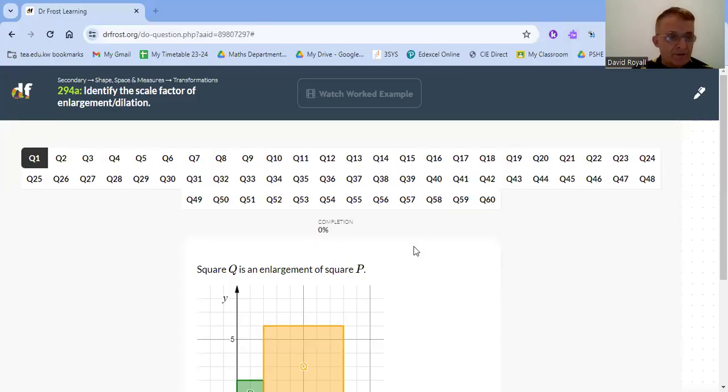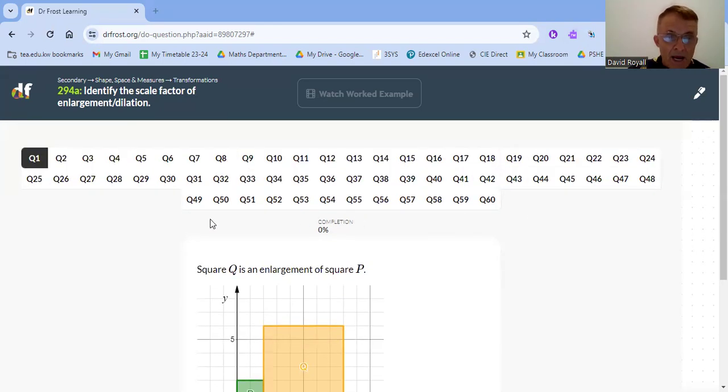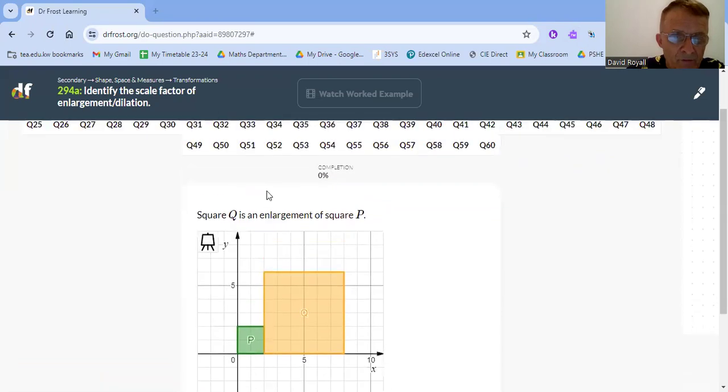Okay, I am going to show you how to do an enlargement, one of the four transformations, using Dr. Frost. I could go through 60 questions, by which time you'll be sound asleep, and that's probably not a good idea. So I'm only going to do a couple of them, and you can do hundreds and hundreds if you want. Well, let's have a look at what we've got here.